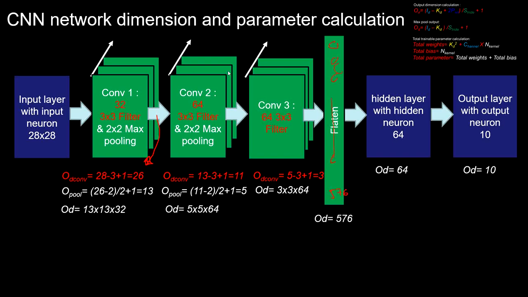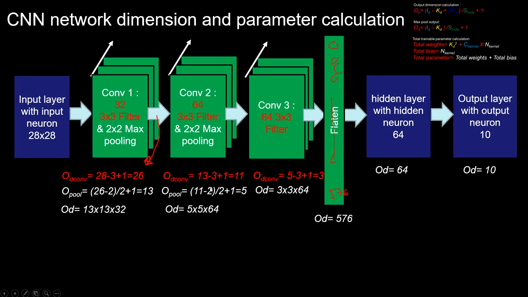Bias will be used to make sure that your output converges more easily. The total parameters for every convolution model will be the total weights plus the total bias. So let's implement this equation in this mathematical model.